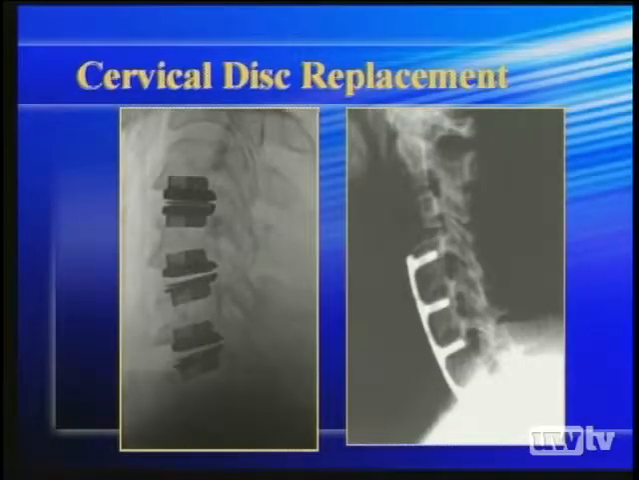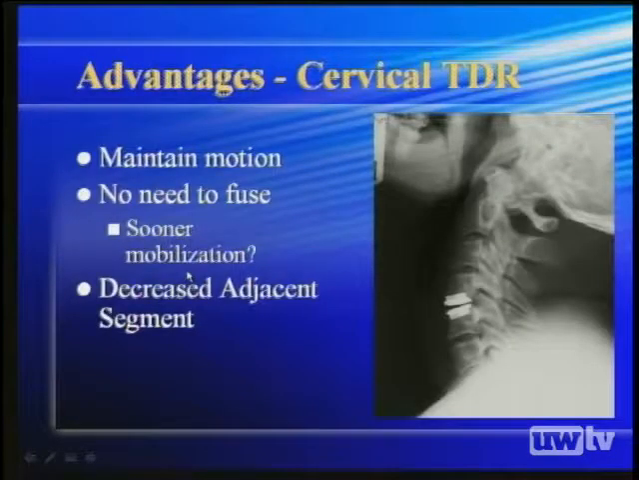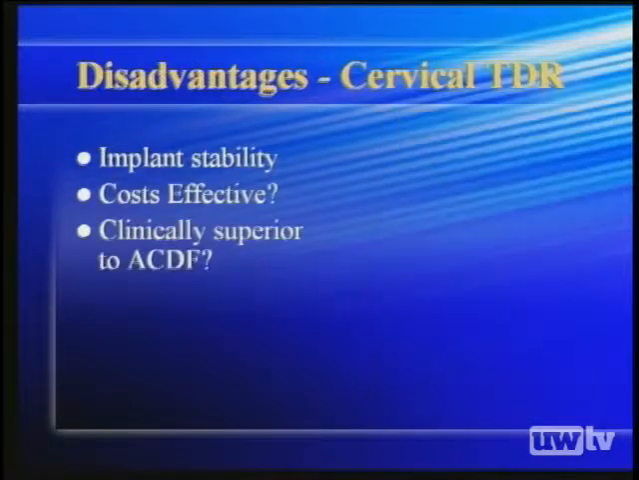Now, cervical disc replacement is a slightly different animal. Here we have a cervical fusion with a bone graft in between and with a plate on top. And here we have a picture of 3 cervical disc replacements. Now, what are the advantages of a cervical disc replacement? Well, again, you maintain motion, there's less stiffness, there's no need to fuse, and we can potentially mobilize these patients sooner, and there's a theoretical decreased adjacent segment disease.